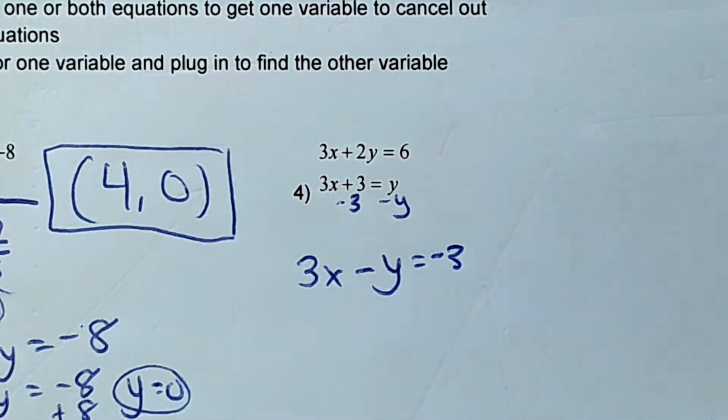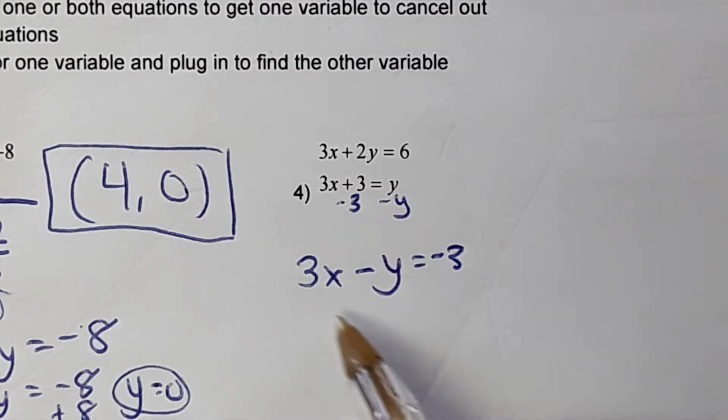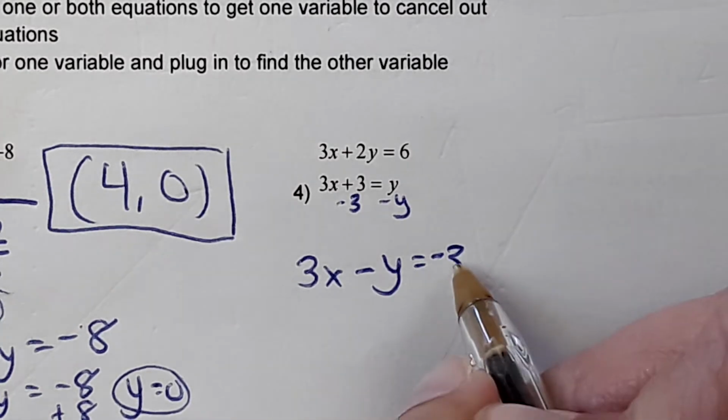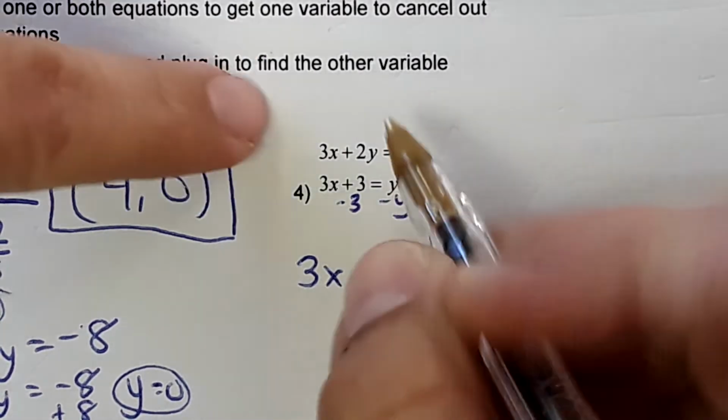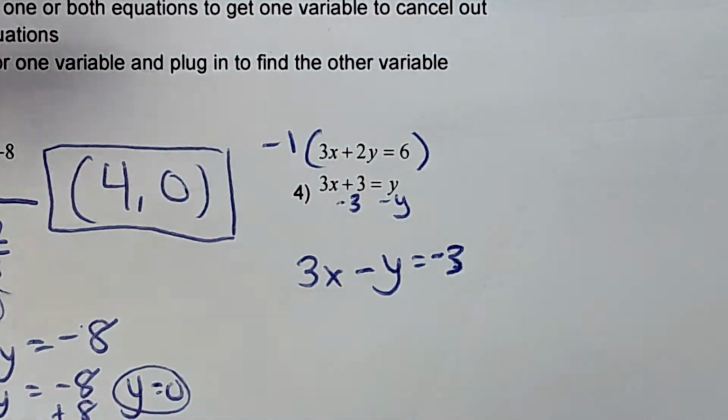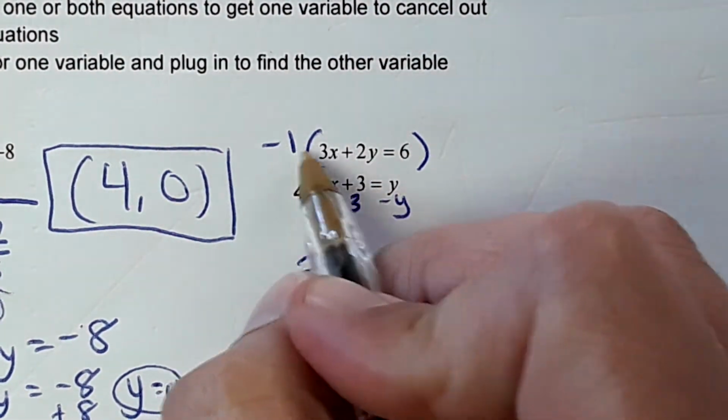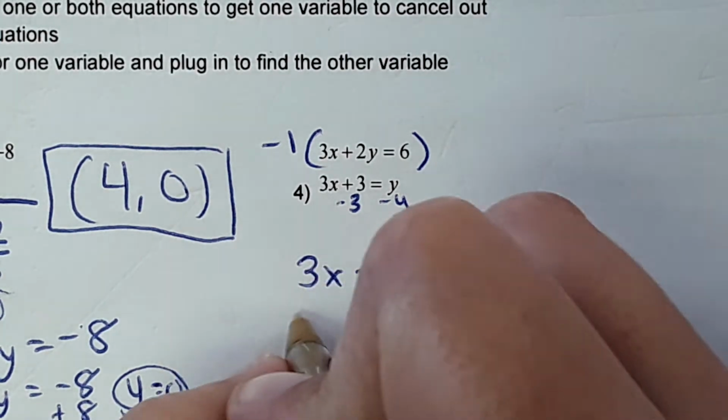So why can't we add two 3x's together? Because you want it to cancel. So I rewrote this bottom one now in standard form. And then what I'm going to do is, when I rewrite this, I'm just going to multiply everything by negative 1, just kind of saving myself steps. So I'm multiplying all this by negative 1.